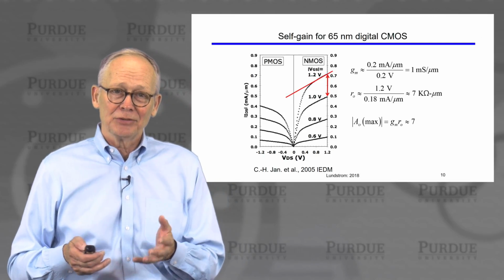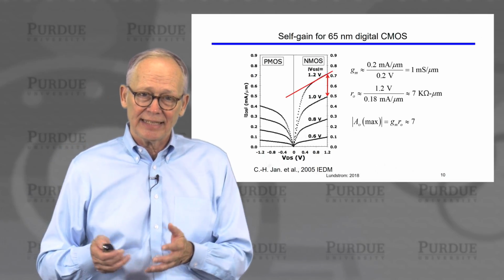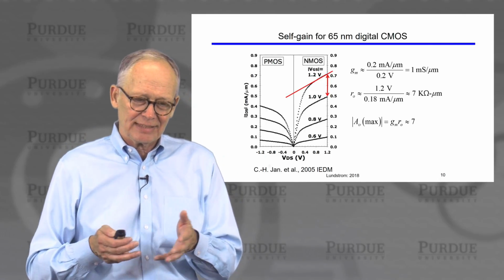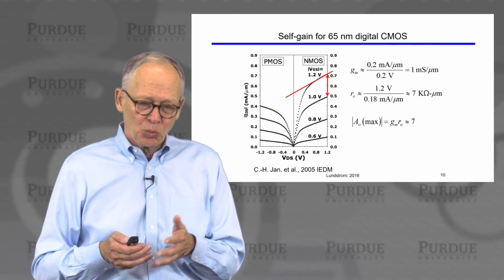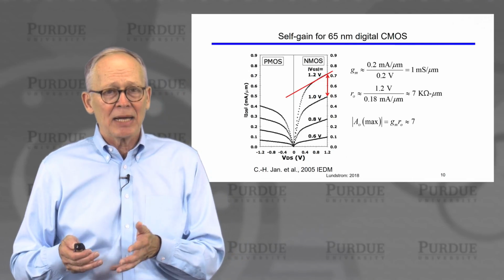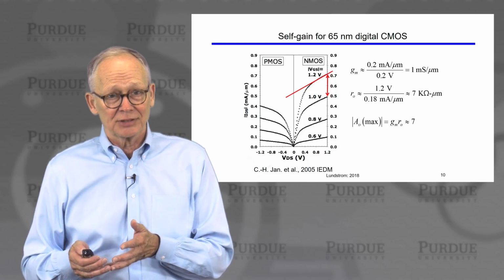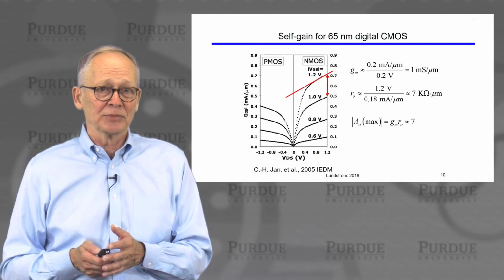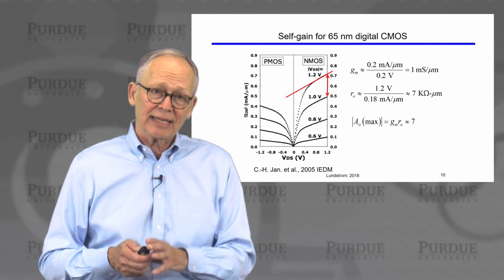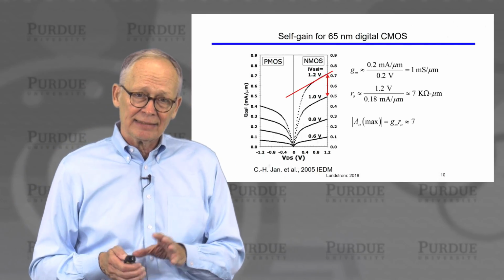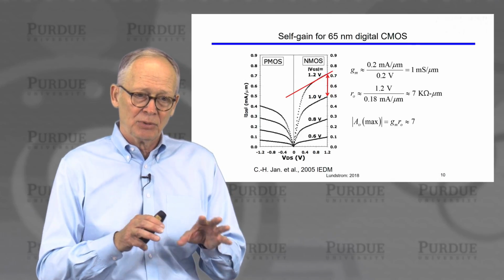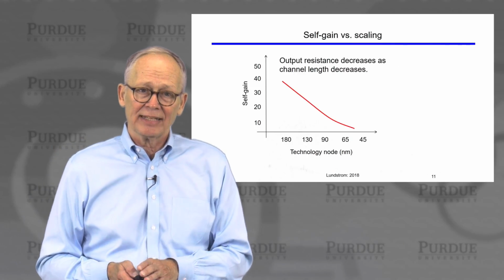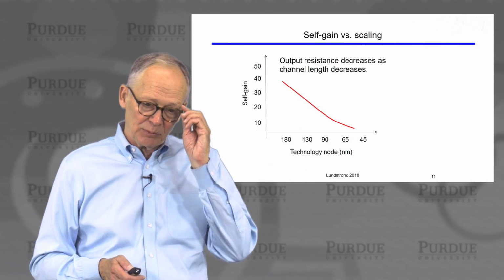It's high enough that we can do some useful things, especially if we cascade amplifiers together. This is one of the reasons that for some applications people will go to bipolar transistors. Self-gain tends to be much higher, 10, 20, 30 times higher for a bipolar transistor. But this is adequate for many of our applications, and since many of our applications are using both CMOS digital and we need some analog to go along with it, we very often implement analog functions in CMOS.